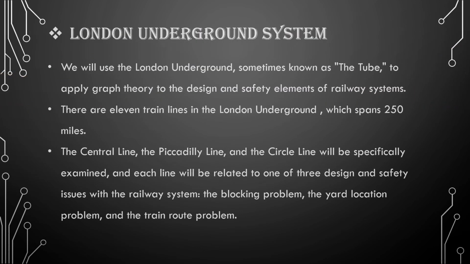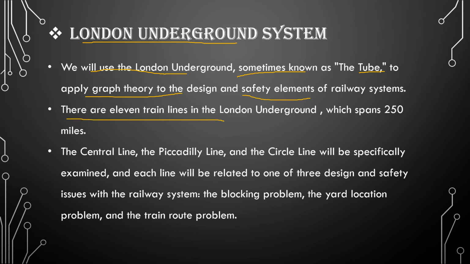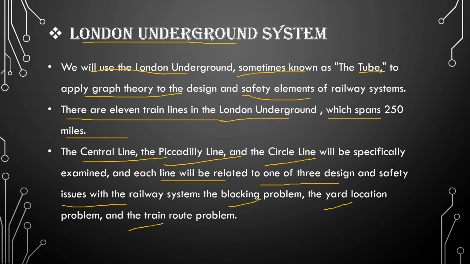Let us move towards the second one, the London Underground system. We will use the London Underground, sometimes known as the tube, to apply graph theory to the design and safety elements of railway systems. There are 11 train lines in the Underground, which spans 250 miles. The Central Line, the Piccadilly Line, and the Circle Line will be specifically examined. Each line will be related to one of three design and safety issues in the rail system: the blocking problem, the yard location problem, and the train route problem. We will focus on the yard location problem.